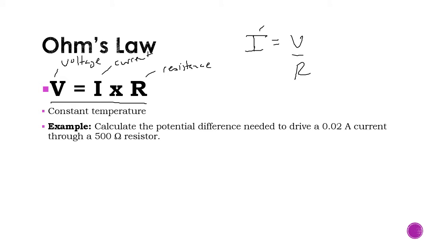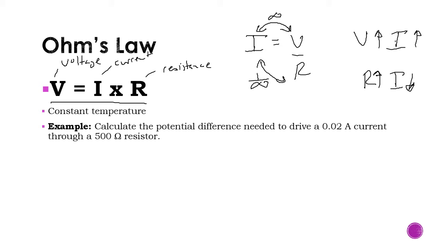First, it shows me that the current and voltage are directly proportional. Meaning if I increase the voltage by getting a larger battery or something, the current will increase. And of course if you decrease the voltage, the current will decrease. This also shows you that current and resistance are inversely proportional, meaning if I increase the resistance, the current decreases. And this is something we've already mentioned before.